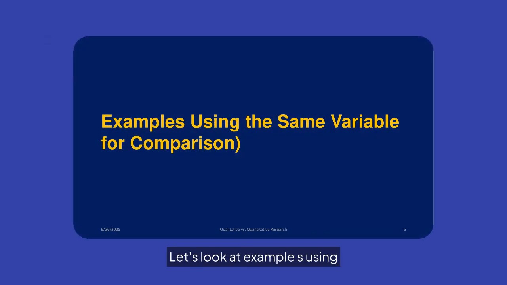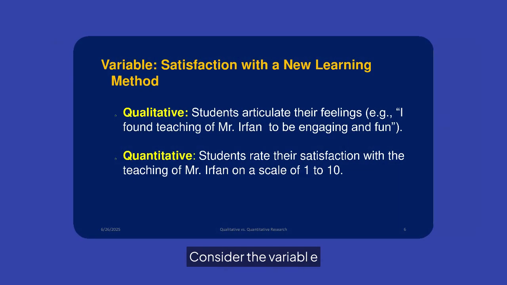Let's look at examples using the same variable for comparison. This approach will help illustrate how qualitative and quantitative methods can be applied to the same research question, offering different insights and perspectives. Consider the variable of satisfaction with a new learning method that can be used in educational research. Qualitatively, students might articulate their feelings, such as, "I found teaching by Mr. Irfan to be engaging and fun." Quantitatively, they might rate their satisfaction with Mr. Irfan's teaching on a scale of 1 to 10. Both approaches provide valuable insights into student experiences.